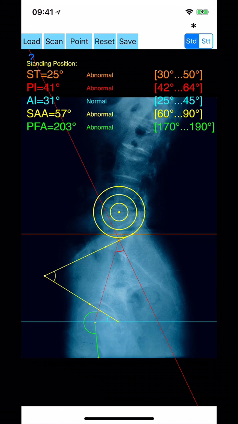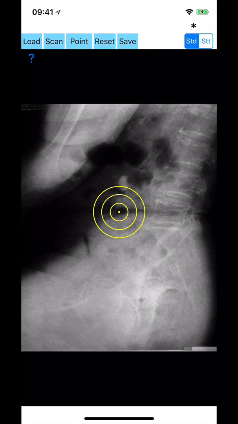The results are compared and categorized as normal or abnormal, and also the range of normal values are printed on the screen. An asterisk appears above the button STD, meaning that the measured data are stored in RAM and not discarded. By importing the new sitting X-ray, the data from the previous measurement, namely of the standing X-ray, are not lost.